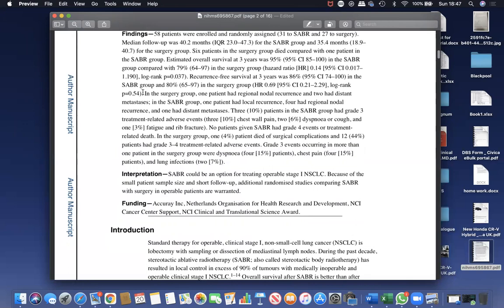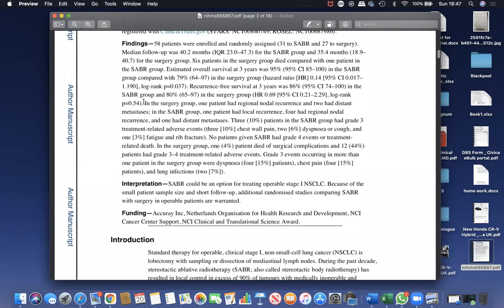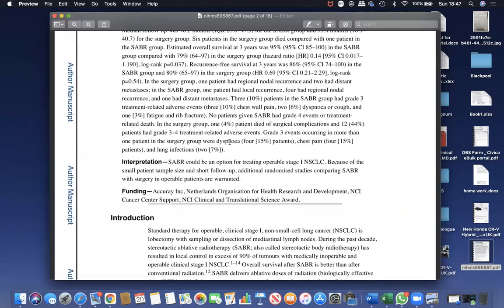Where are we here, isn't it? We did this. So let's look at the next line. Okay, so 3 patients, that is 10% of the patients in the SABR group, had grade 3 treatment related adverse events. 10% chest wall pain, that is 3 patients; 2 patients, that is 6%, dyspnea or cough; and 1 patient, that is 3%, fatigue and rib fracture.